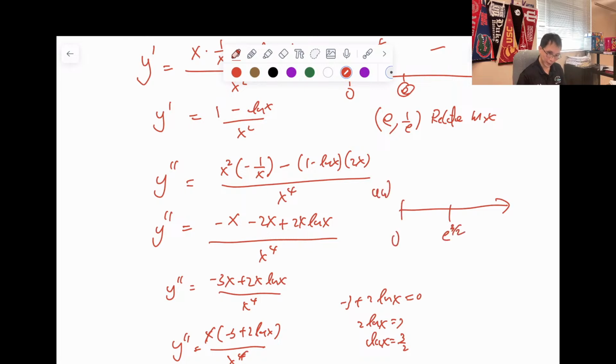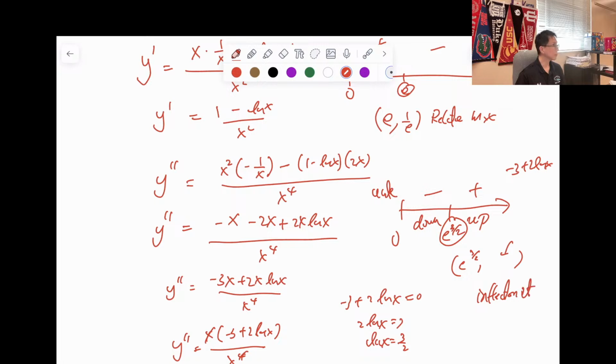0 is undefined. And I'm going to test negative 3 plus 2 ln of x. Since the bottom part is negative, I'm going to test e to the 1 first. E to the 1 will give you negative. This is positive. This is concave down, concave up. E to the 3 over 2, whatever that value is, is going to be the inflection point. Great questions. Everybody got it right?